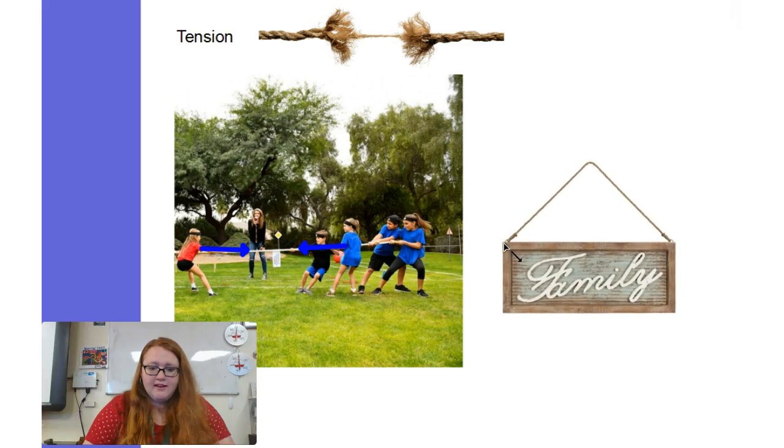Now here we have a sign. And if I were to draw the forces on this sign, I would say there's a tension force there and a tension force there, because this string actually comes into contact with the object, the sign, in two different locations. So notice my tension force always starts at the object and is going to go along the rope.